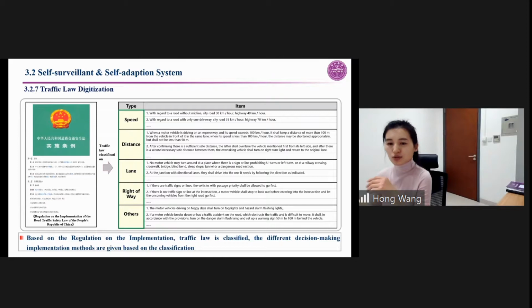Based on the regulation on the implementation, traffic law is classified into speed, distance, line, right of way, and others. Different decision-making implementation methods are given based on this classification.